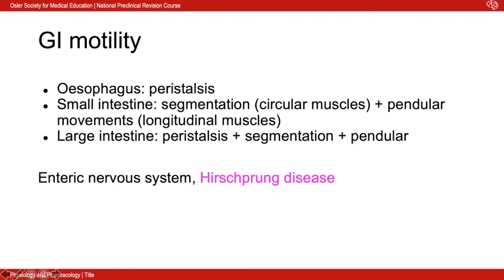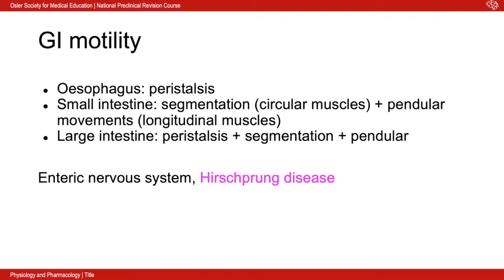So GI motility. In your GCSE and A-level biology, I think we're usually taught that peristalsis happens throughout the GI tract, but actually it's a bit more complicated than that. So peristalsis happens in the esophagus, and in the small intestine, the circular muscles and longitudinal muscles are still contracting, but they don't form this wave pattern of contraction, and instead they contract to cause segmentation, so that's when the circular muscles contract, and pendular movements, which is when the longitudinal muscles contract.